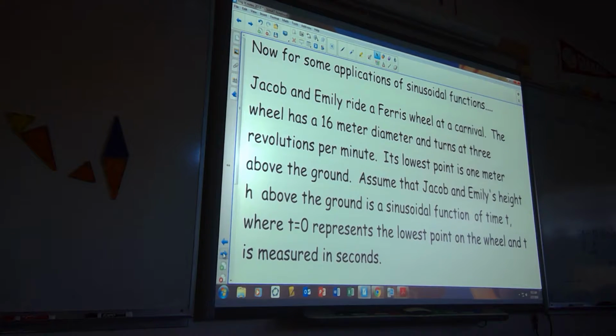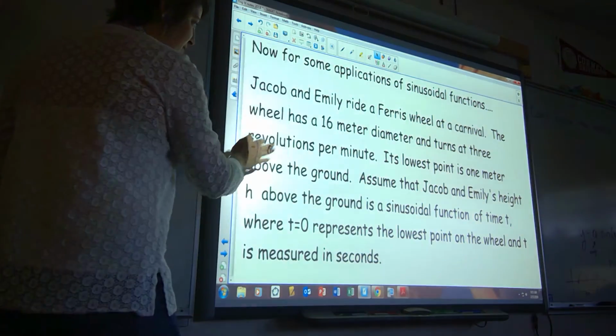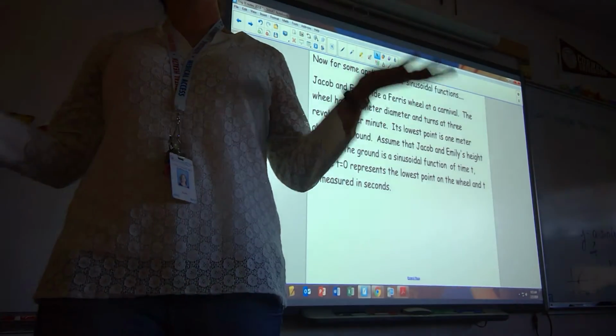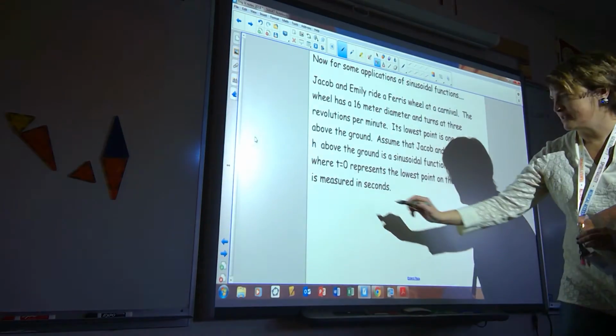So what you could do is say, after 3 minutes on the Ferris wheel, where exactly are they? Are they at the top? Are they at the bottom? Are they somewhere in between? And you'd be able to figure that out exactly. Now, this is kind of a lot of information, so here's my advice. Let's draw a picture. It's always going to make it easier. And besides, it makes it funner.